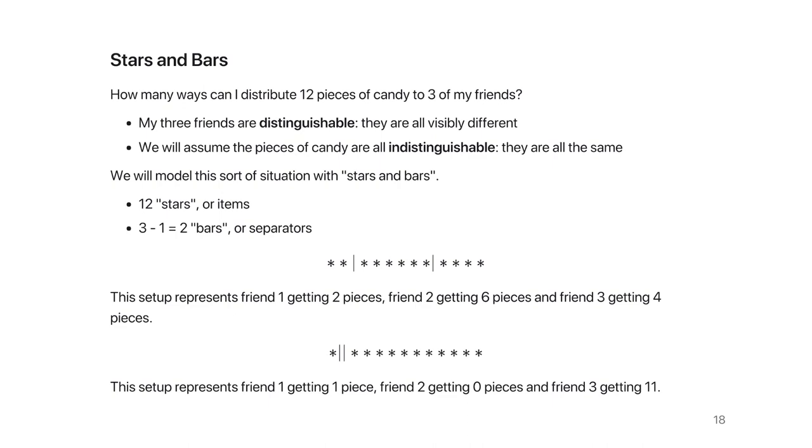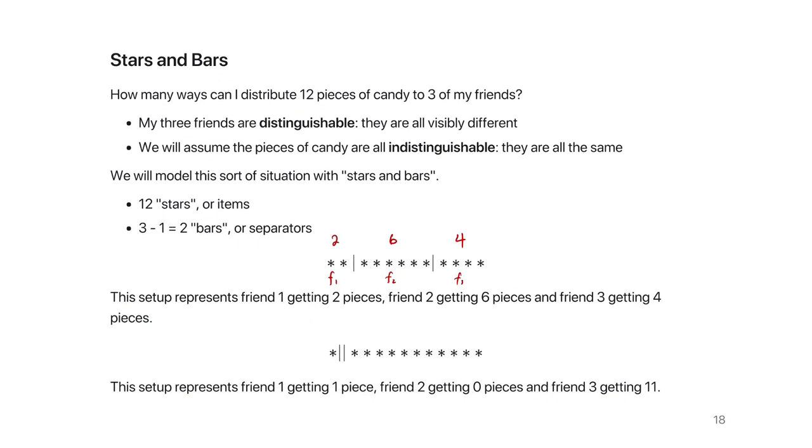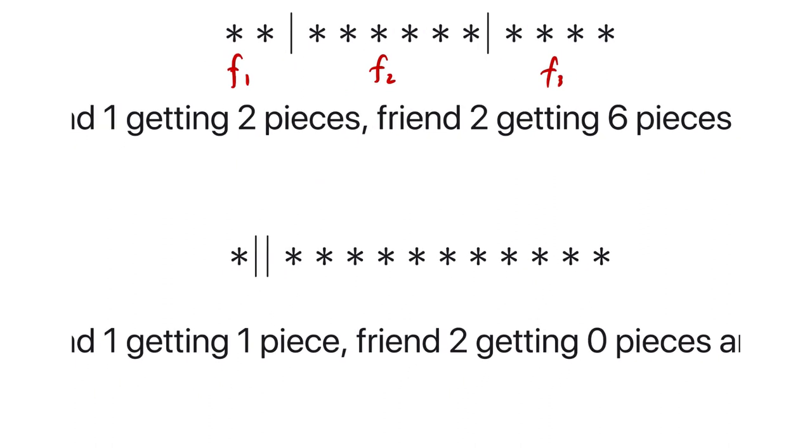Okay? So this first one that I've written over here represents a case where my first friend gets 2 pieces of candy. Second friend gets 6 pieces, and third friend gets 4 pieces. The bars divide between friends, if that makes sense. So this represents friend 1, friend 2, and friend 3. Similarly, the second setup represents friend 1 getting 1 piece of candy, friend 2 getting 0, and friend 3 getting 11. I guess they're hungry.